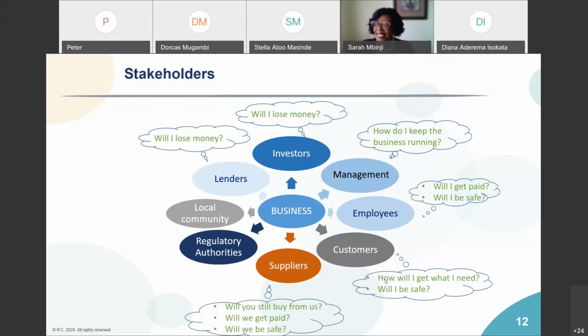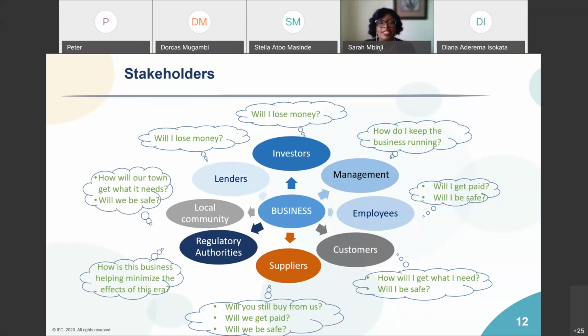You see, the reality is that because of the shift in the business environment, we're also shifting. We're also identifying different people to do business with and so on. So are you still going to continue to buy from us? Are we going to be paid? Are we going to be safe as we deliver these goods, as we exchange these goods and so on? So these questions, local community and so on, this is just the second tip that I'm giving you.